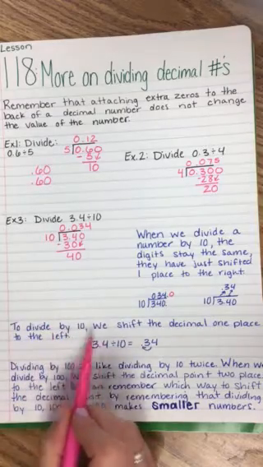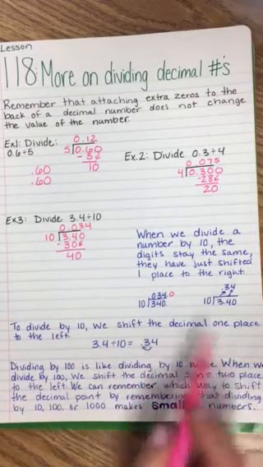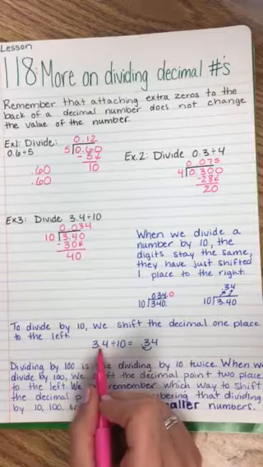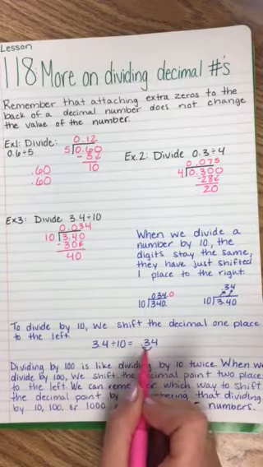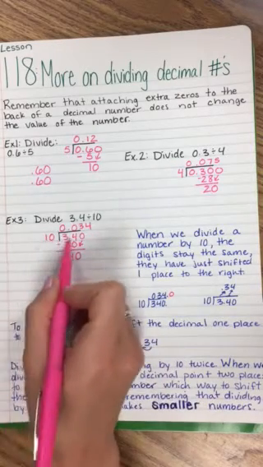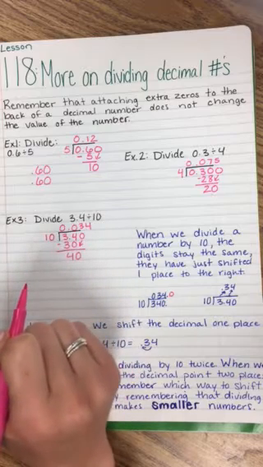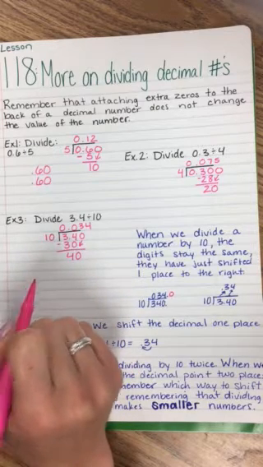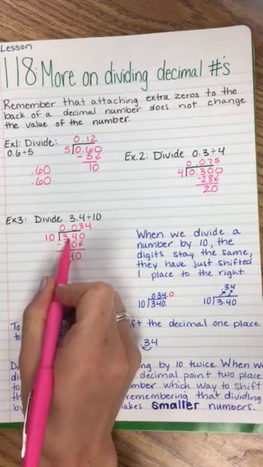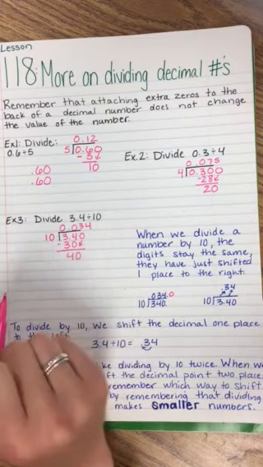To divide by 10, we shift the decimal one place to the left, okay? So when we divide by 10, we just put the decimal from over here to over here. From over here, we divided by 10. We just move the decimal place over.